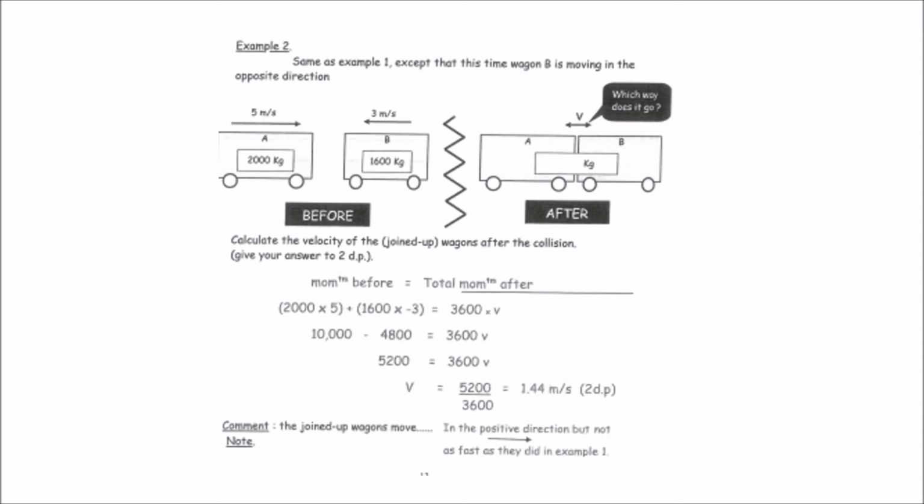Here's the answers to this then. Total momentum before. Again, note the negative sign there, and I get a total momentum of 5,200. And that must equal the total momentum after the collision. I have a new mass of 3,600 because they coalesce. Divide those to get the velocity, and it's 1.44. So they both slow down significantly, but continue in a left to right motion. Okay, no props.